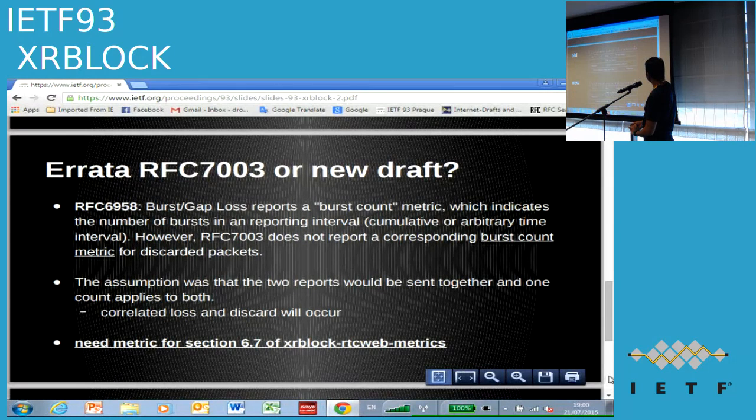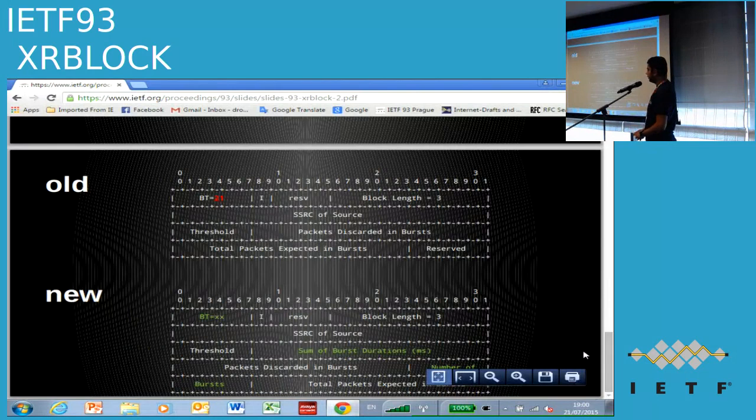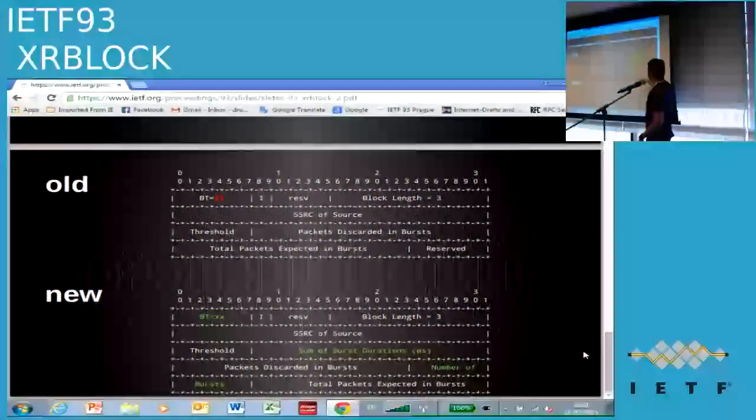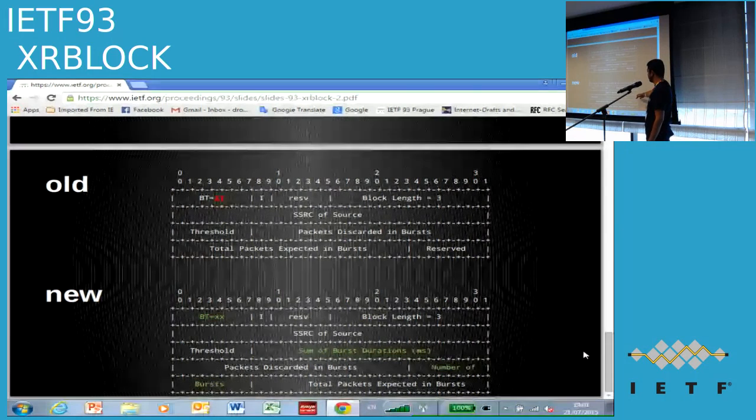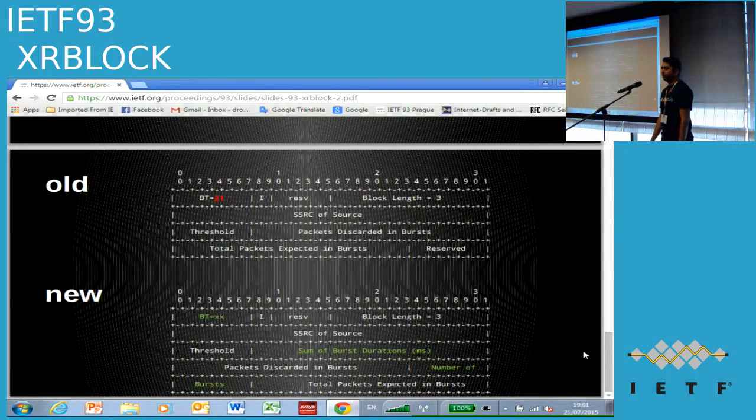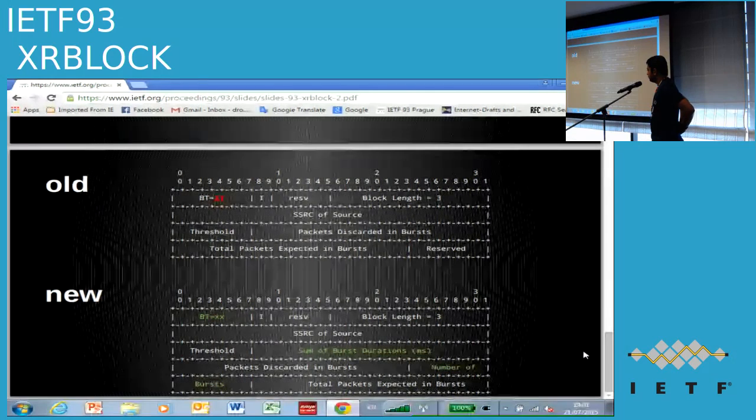Yeah. So go to the next slide, please. The old one was already given 21. There's already an errata on that one, because I think the draft says 20, and there's already an errata that it should be 21. But it's missing a bunch of information, and my new proposal, if we want to do this correctly, would be to have the sum of durations and put the number of bursts, and then we write a new draft for this, and it would get its own code point. And I would just say that if you find that you have correlated losses and discards, then use PT21, and if not, then use this new one, and that would be the draft.